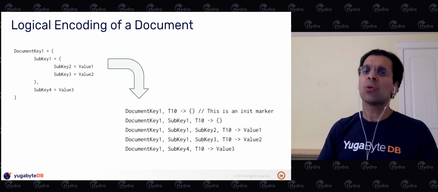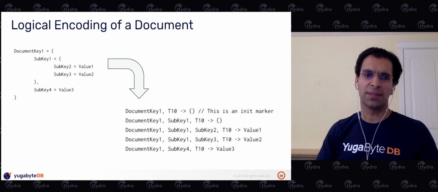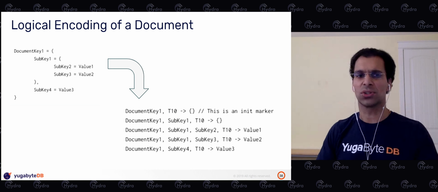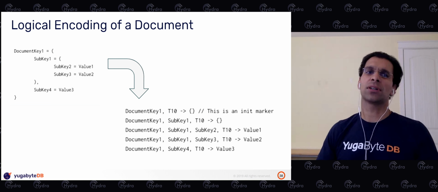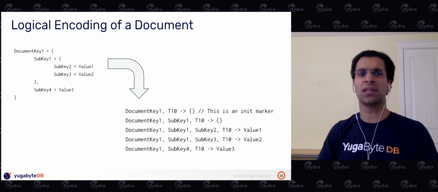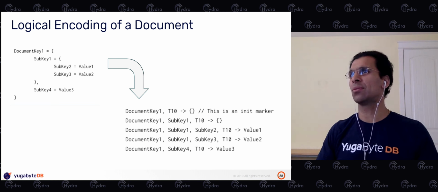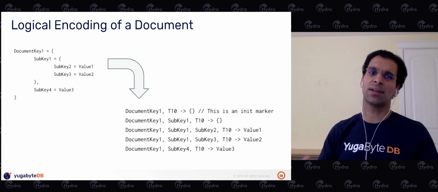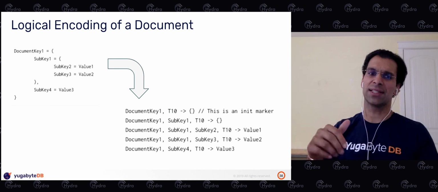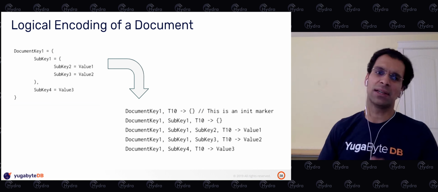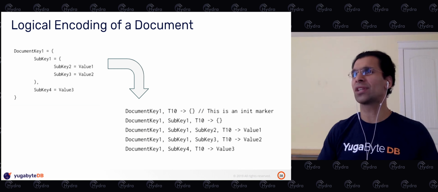If you think about how DocDB encodes data, because it's a document store, take a logical document as shown on the left. You have a document key 1, and then it has a subkey, which is itself a nested document. So you have a subkey and a 2 and 3 inside subkey 1. And then you have a scalar attribute subkey 4, which has a value. Each of them could have types and so on.